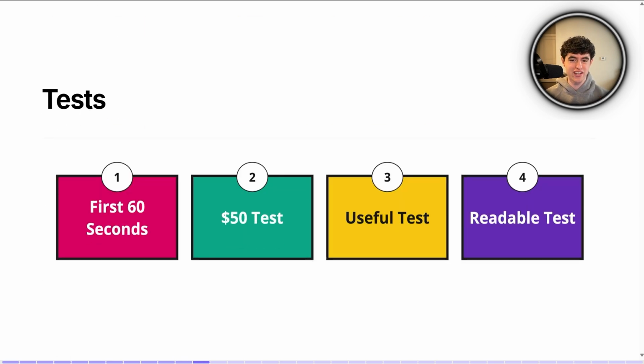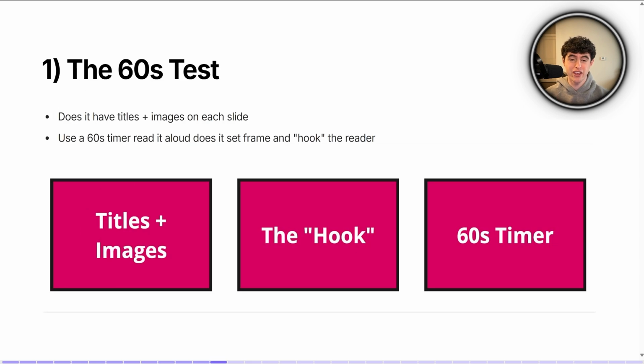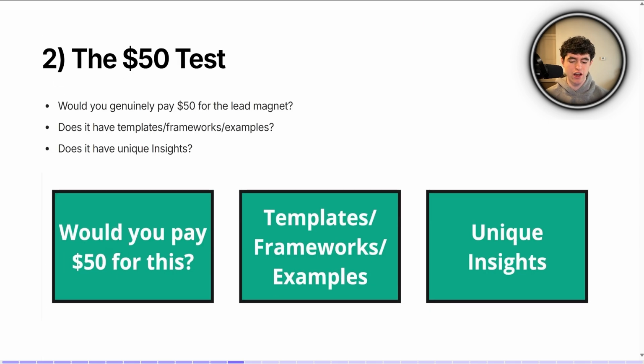So here are the tests that I use in order to make sure a lead magnet makes sense. Number 1, what I use is the 60-second test. Does it have titles and images on each slide? And if you use a 60-second timer and you read it aloud, does it set the frame and hook in under 60 seconds to the reader? Next is the $50 test. Whenever I create a lead magnet, I ask myself, would I genuinely pay $50 for this lead magnet? Does it have templates, frameworks, examples, and does it have unique insights?